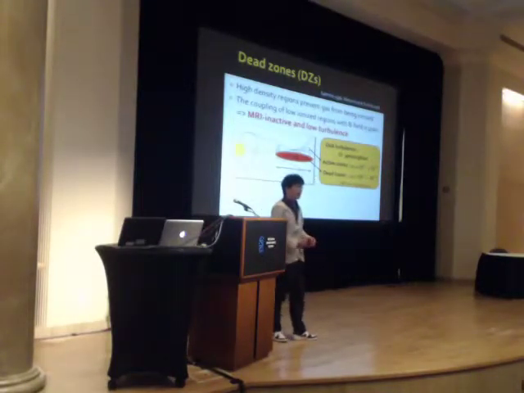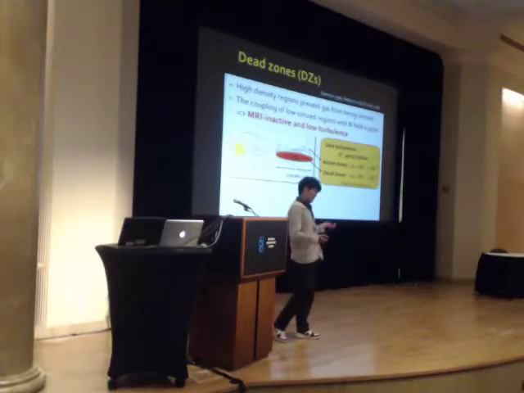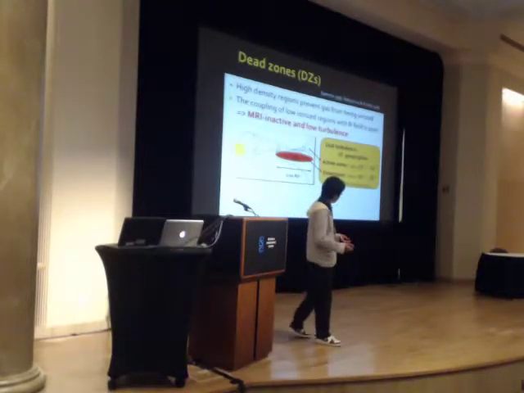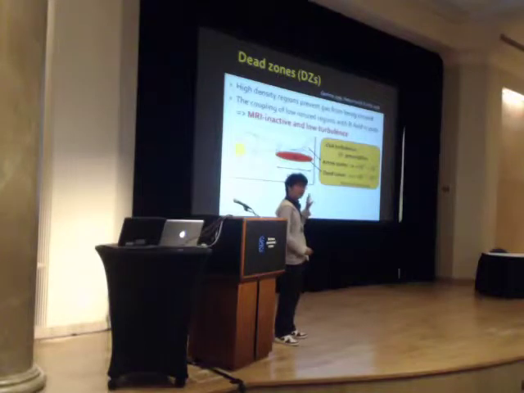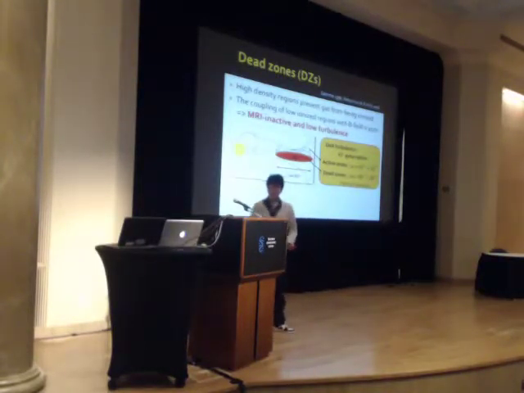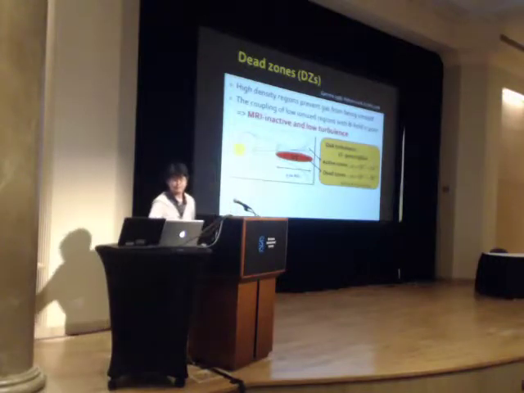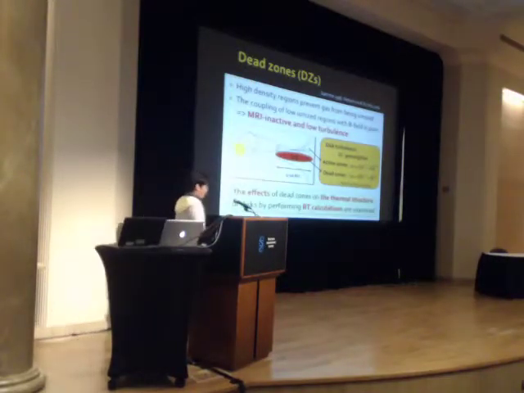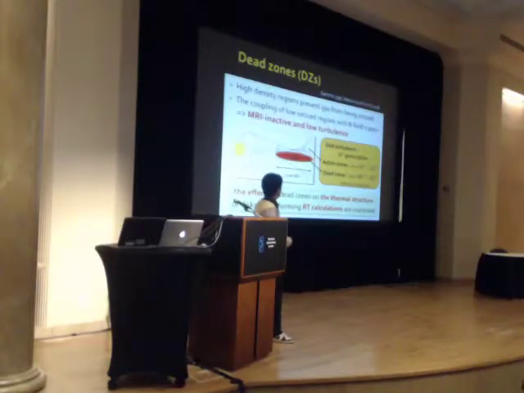Many previous studies show that the dead zone plays lots of interesting roles in disk evolution. In this part, I'd like to focus on the thermal structure of the disk with the dead zone by performing radiative transfer calculations.